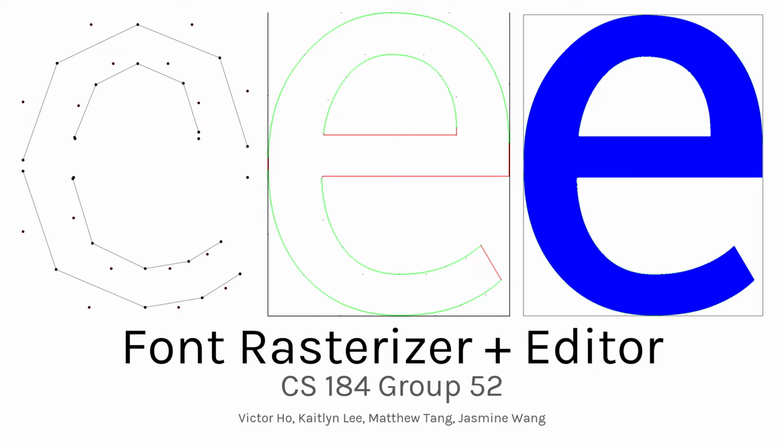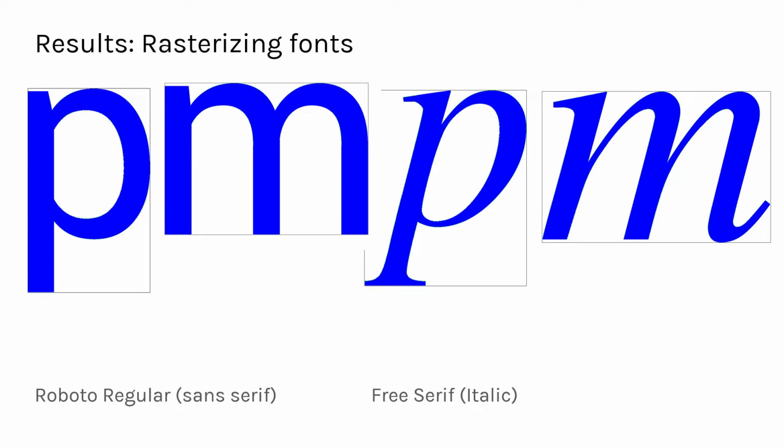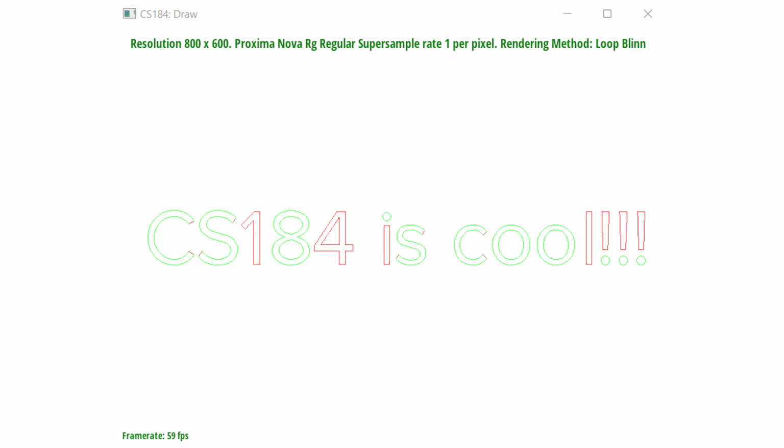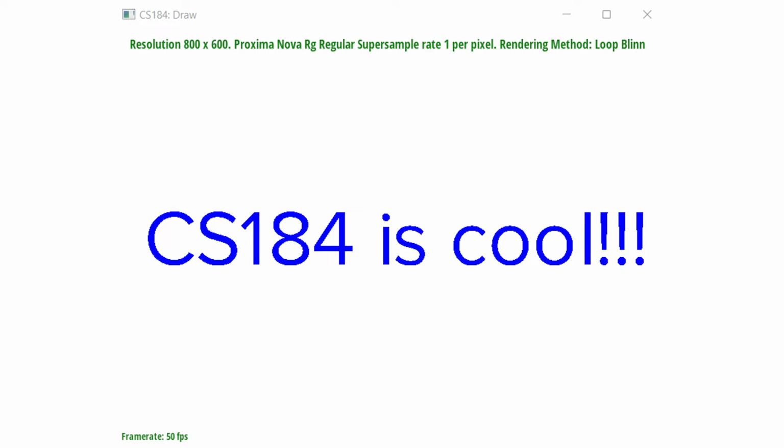For our final project, we created a font rasterizer and editor GUI in C++. Our program is capable of rendering both serif and sans serif fonts. For the rasterization portion, the first step was to rasterize the Bezier curve outline, which we based off of a 2012 paper. To fill the glyphs, we implemented two algorithms from scratch and compared their performance.